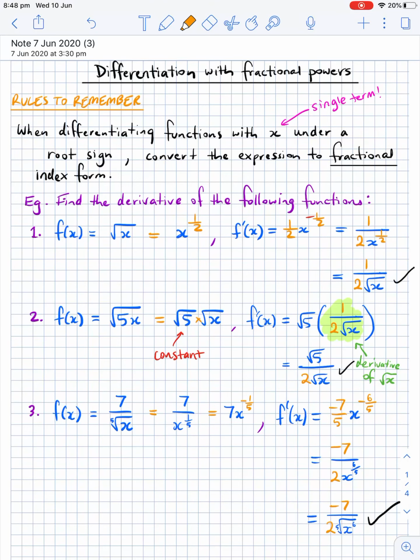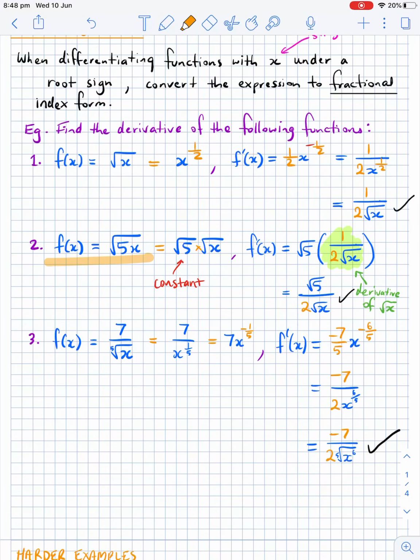Now we like to obviously get rid of our negative powers, and we like to change our fractional powers back to their root sign form. So the idea is this negative power is going to go down the bottom. This denominator of 2 is on the bottom as well. And x to the power of a half is the square root of x. So this is your final answer.